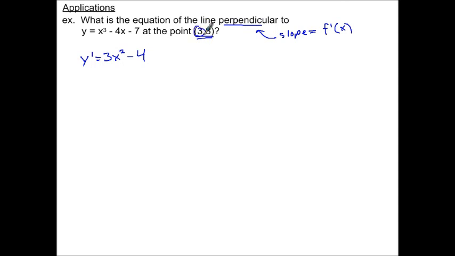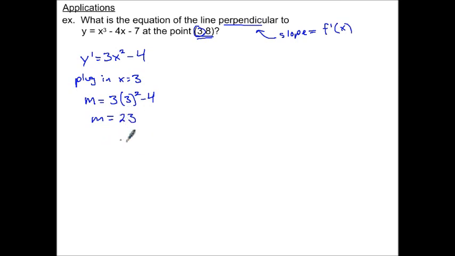Okay, now again, this represents the slope at any point along the curve, and I want the point (3, 8). Specifically, I care about the 3. So basically at this point, I'm going to plug x equals 3 into the derivative to find out what the slope at that particular point is. So that's going to be 3 times 3 squared minus 4, and a little button pushing or mental math later, 9 times 3 is 27, minus 4 is 23.